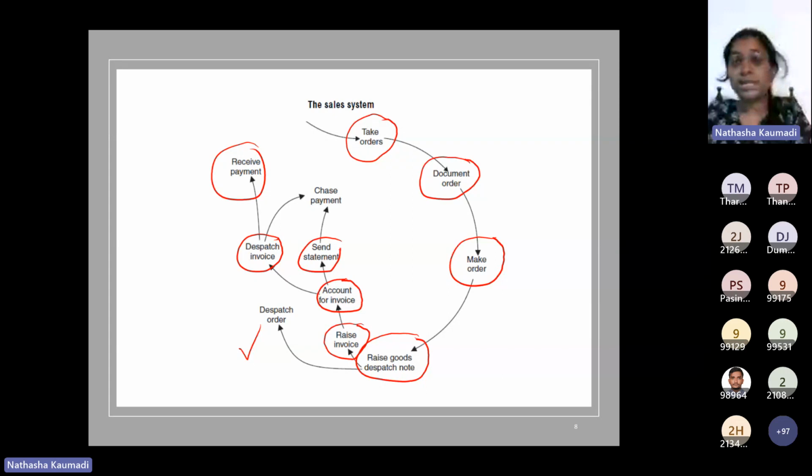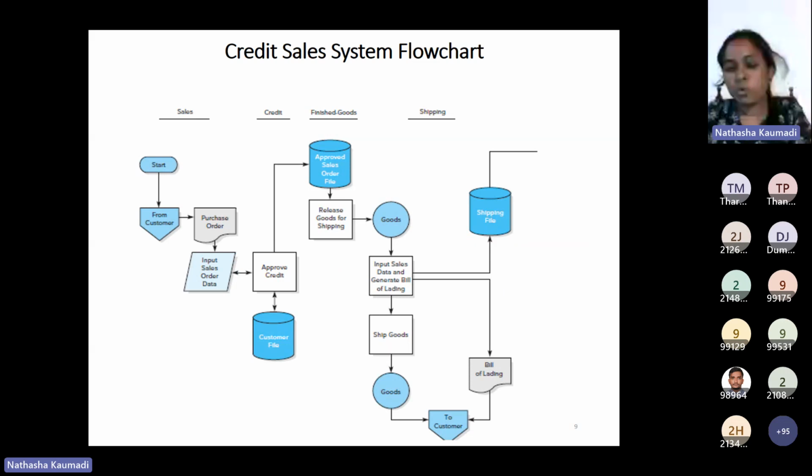Now in your organization, when you do actual audits, your sales system can be different. That is okay. Organization to organization, sales recognition, sales systems are different. So this is a sample system. And then of course you can use flowcharts to show these processes. This is a credit sales system. This is the same as the previous one as well. So you have four segments: sales, credit, finished goods, and then shipping.